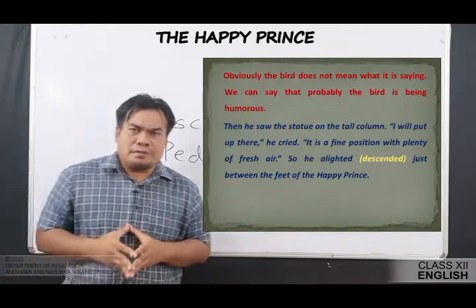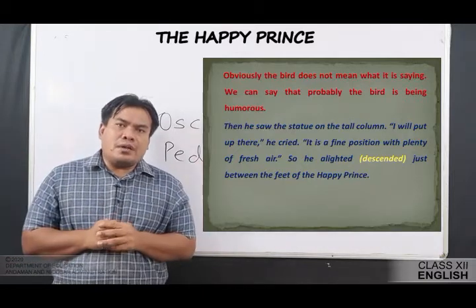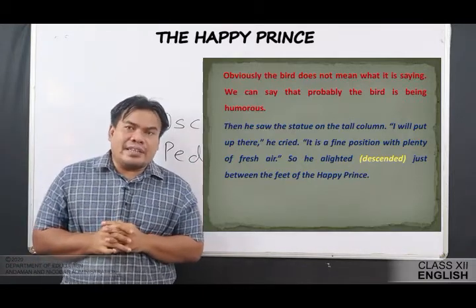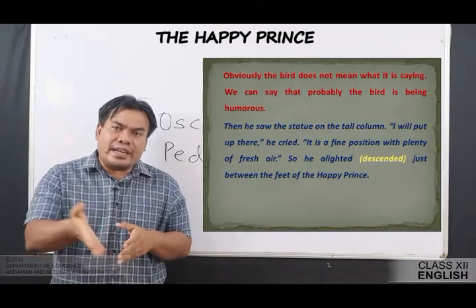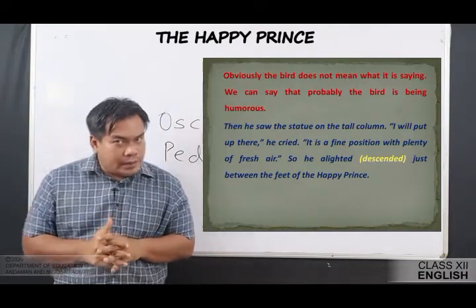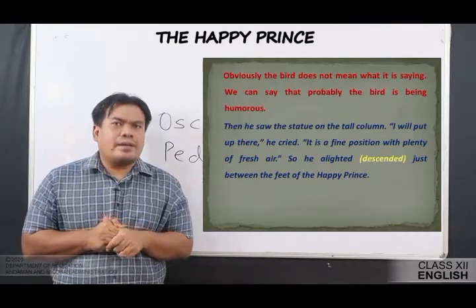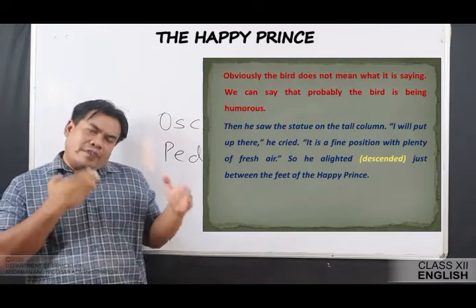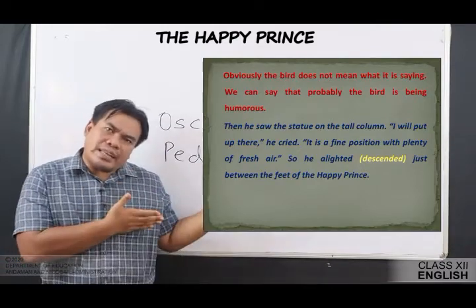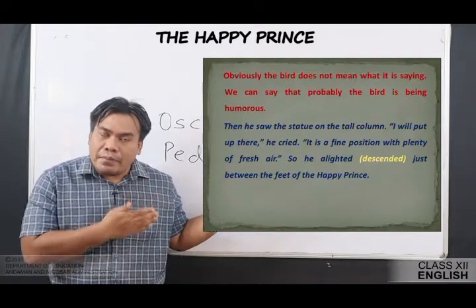So do follow. Then he saw the statue on the tall column. "I will put up there," he cried. "It is a fine position with plenty of fresh air." So he alighted just between the feet of the happy prince. You got that right now? Did you understand? Yes. When he was flying, he just stopped in that place, the city of the happy prince.